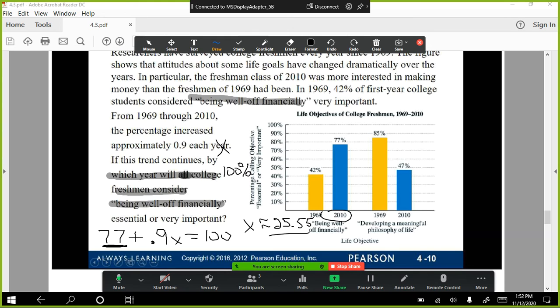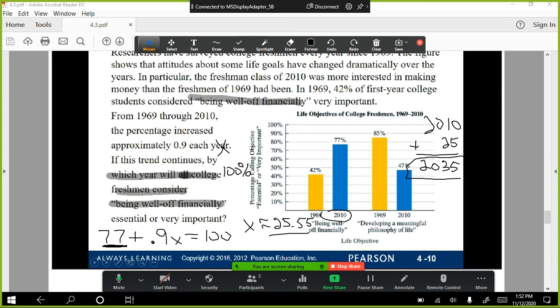So basically, 2010 plus 25 years means by the time of 2035, pretty much all the people in college are just going to say it's all about money, about how much money they can make. Of course, never do 100% of people ever agree on anything, so this is probably a little bit off. But still, based on the problem at hand, that's what we're doing. Okay? So we're reading through stuff, coming up with an equation, and being able to solve it.